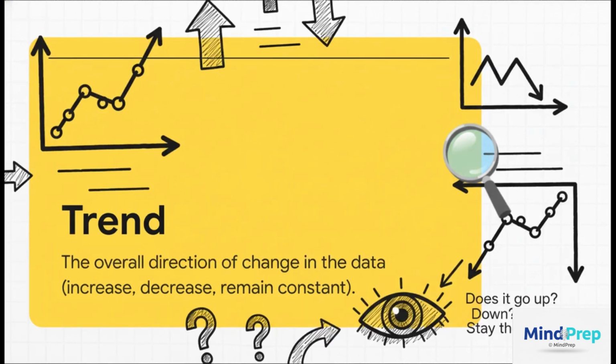And finally, the trend. This is the big picture. You're just looking for a relationship. As one thing changes, what happens to the other thing? Does it go up? Does it go down? Does it stay the same? Spotting this pattern is often the fastest way to get to the answer.